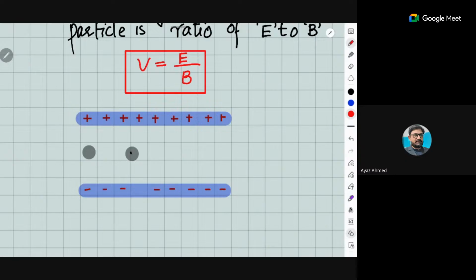So what will be the electric field, by the way? What will be the direction of electric field? From top to bottom. Is it? Everyone getting this point or not? This is the electric field. Now, if this is a positively charged particle, what will be the electric force acting on this charged particle? That electric force will be downward. Do you agree?